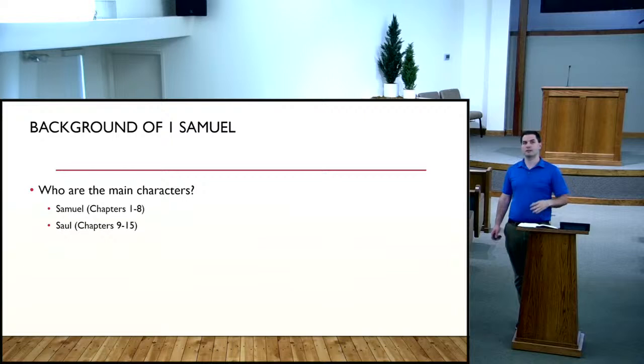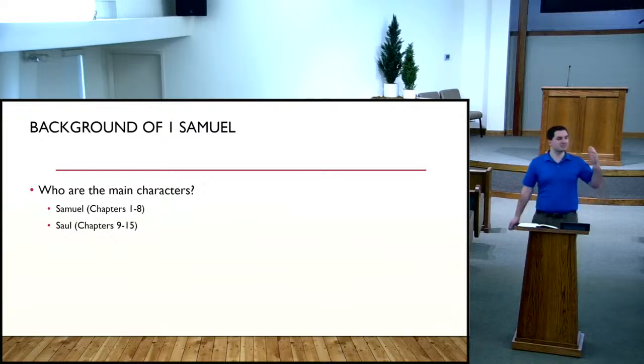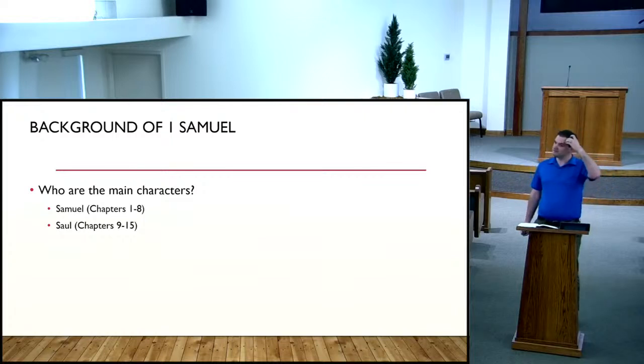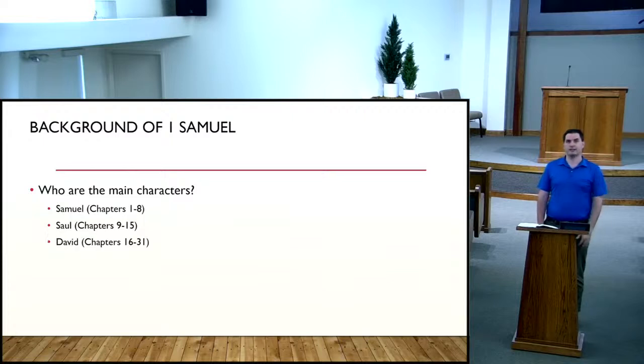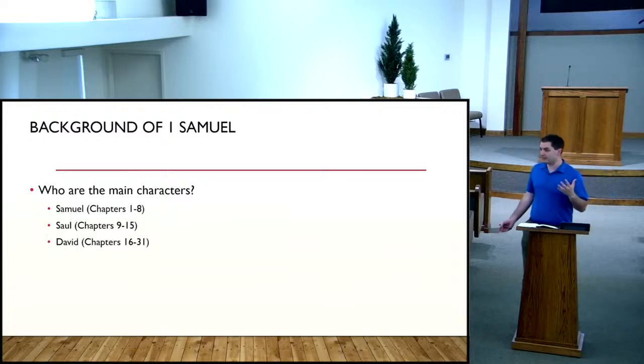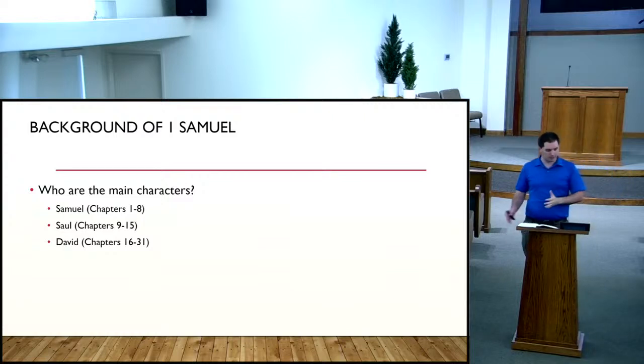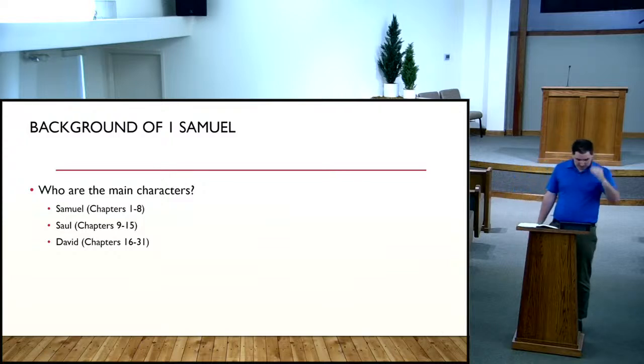in chapter 9. Who's this next one? Well, I already clicked it. Saul, right? King Saul is the next one. He gets a big chunk right there in the middle. And then who's the third main character? David, yeah. So if you want a really simple outline of this book, you got it right there. You got the three main characters. We're going to focus on Samuel, and then focus on Saul, and then focus on King David.